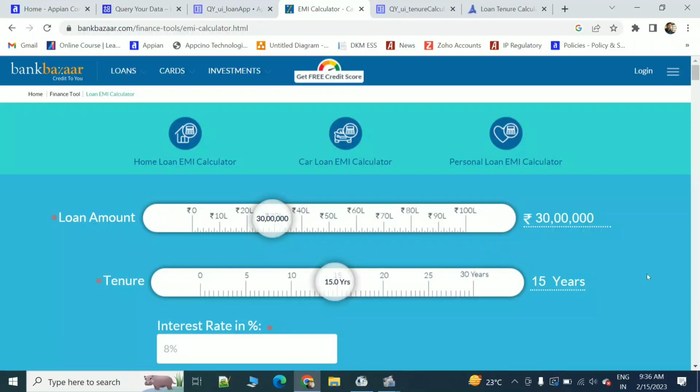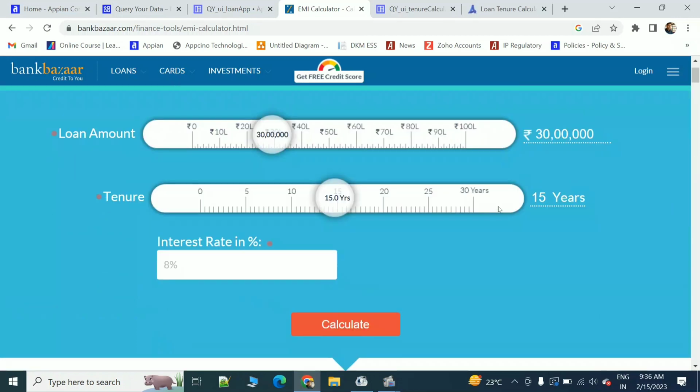Hello everyone. Today I am going to show you a very interesting thing. I think you have already heard about bankbazaar.com, where you can find an EMI calculator. What you will see here is that you can calculate your EMI by entering loan amount, tenure, and interest rate.